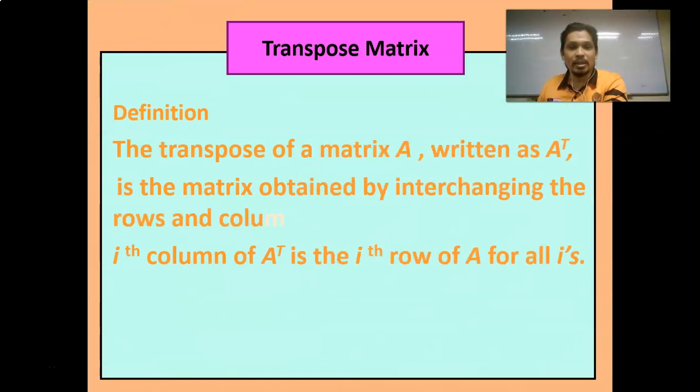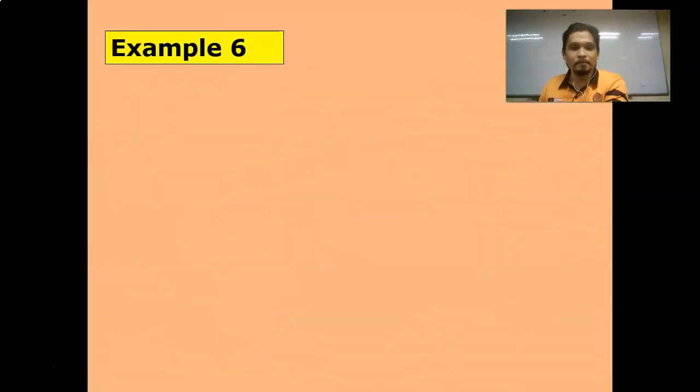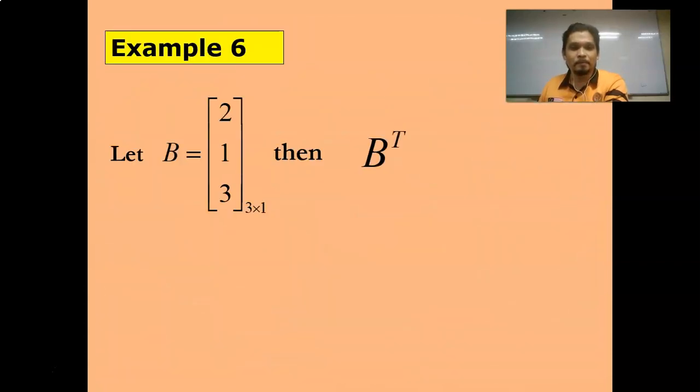Transpose of A, written as A transpose, is a matrix obtained by interchanging between row and column. So this is a matrix B. Row 1, row 2, and row 3. So 3 rows and 1 column.